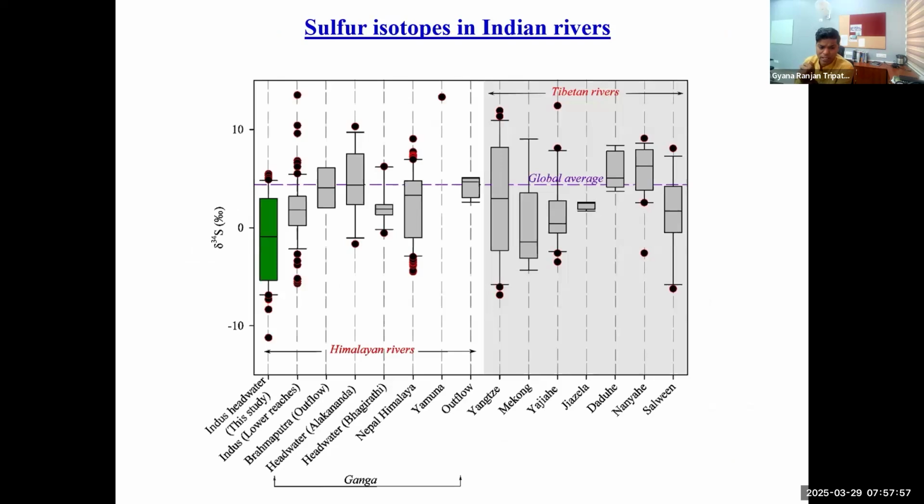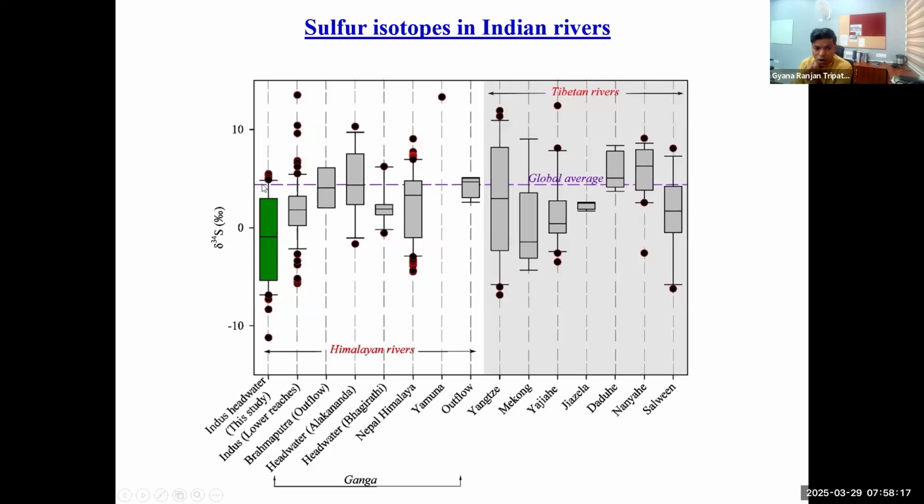So this is the measurement of sulfur isotope in comparison with all the Indian river basins and some of the major river systems from the Tibet side also. If you see, this dotted line is the global average number of about 4.5 to 5 per mil of global average river water data.